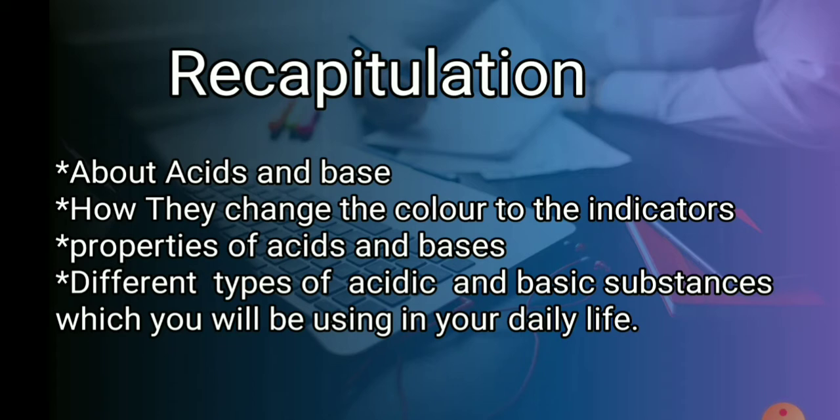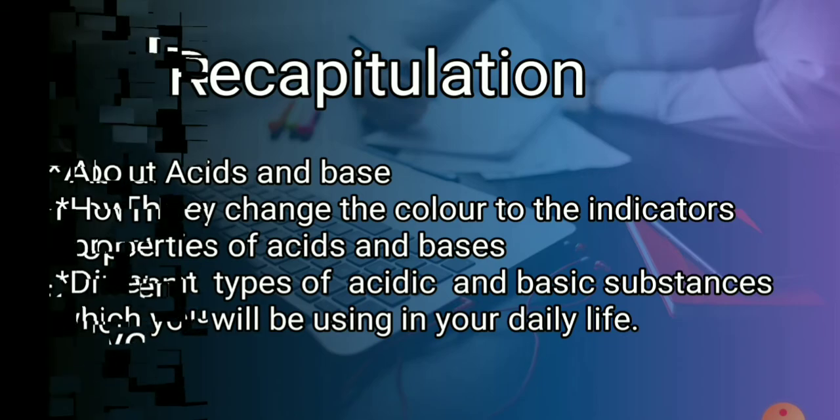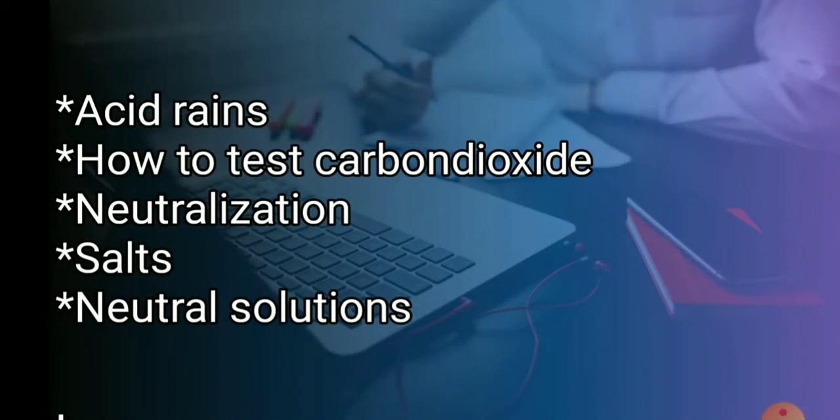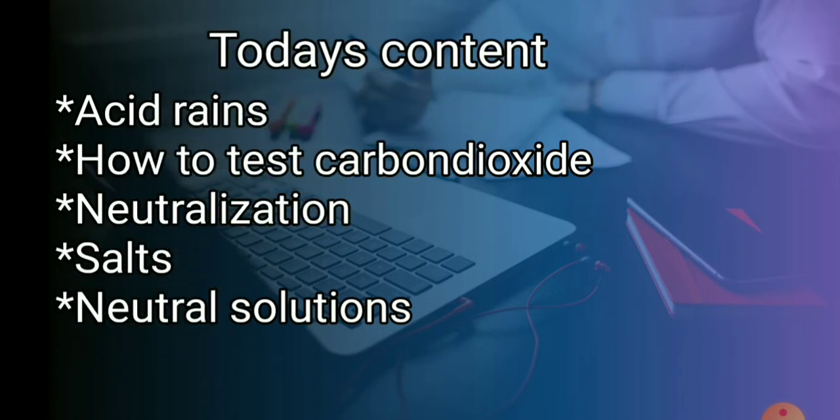A small part of your lesson is remaining, children. Let us complete it today. And our today's content is acid rains. How are these acid rains formed? How to test the carbon dioxide gas? What is meant by neutralization? What are salts? And what are neutral solutions? About these topics we will discuss today, children.